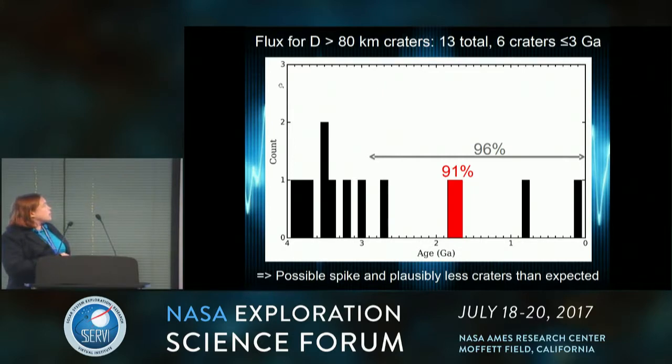And so going now down to 80 kilometer craters, we have about 6 craters that have formed in this time frame, and there might potentially be a spike in the 1.7 to 1.8 billion year time frame. However, the probability is pretty low, but overall the number of craters that have formed might actually be more consistent with another lull in this time frame.